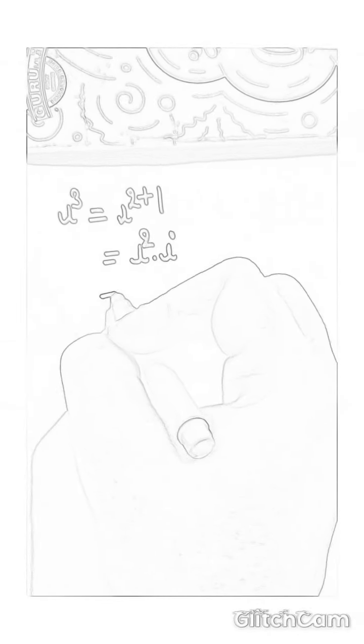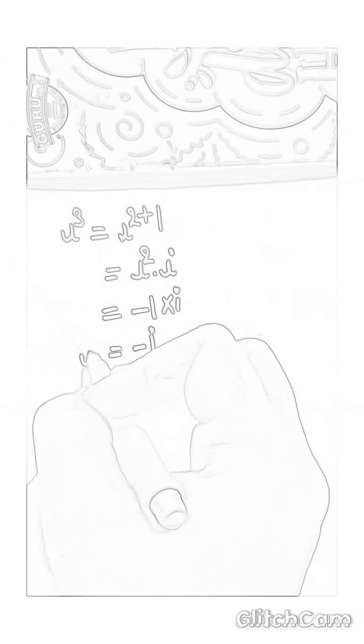Next, we find the value of eta cube. Now, I write eta cube as eta square into eta. And what is the value of eta square? That is minus 1, multiplied by eta. Then this is equal to minus eta. Therefore, the value of eta cube is equal to minus eta.